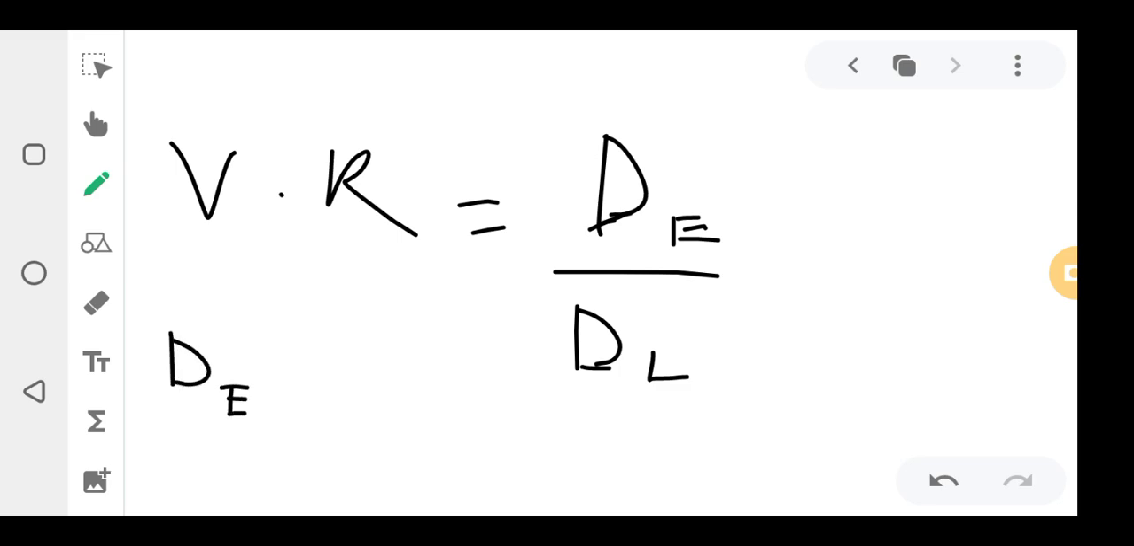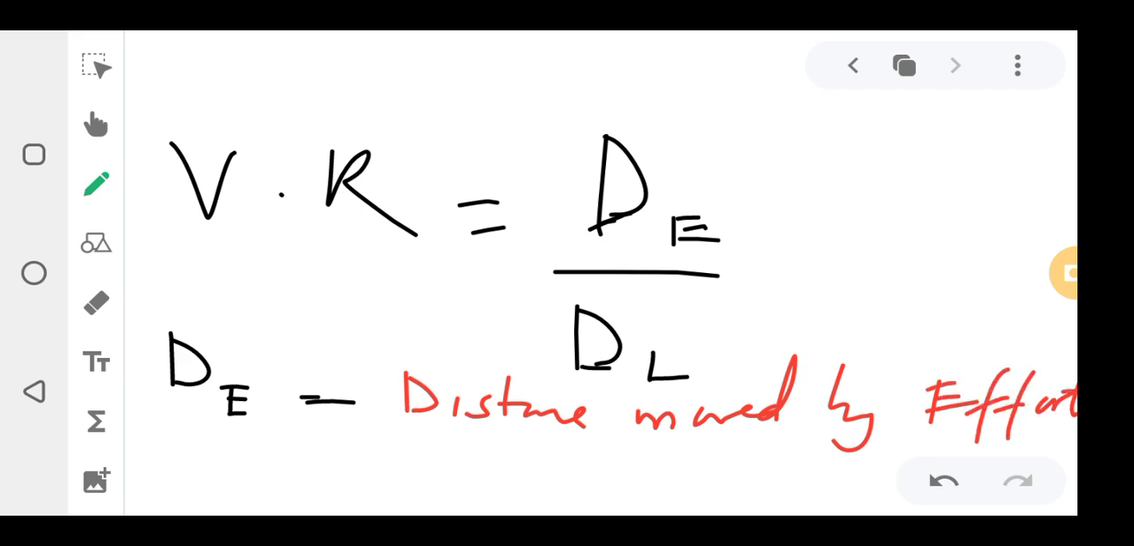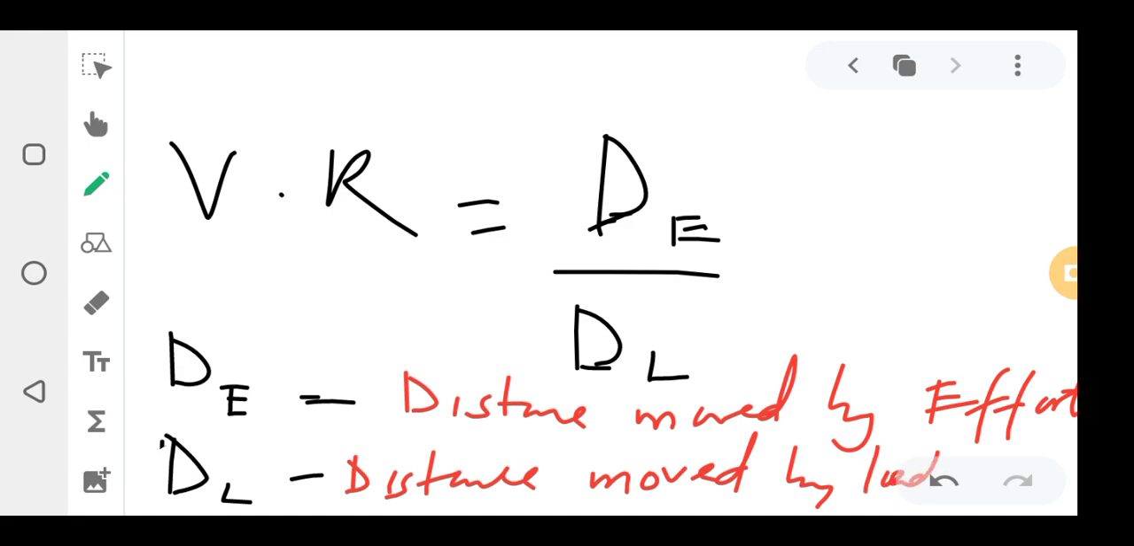You know what D is? DE means distance moved by the effort. And DL is distance moved by the load. The L looks smaller, okay? This one means distance moved by the load. Load, L-O-A-D. That's how you spell it, in case you can see it properly there.